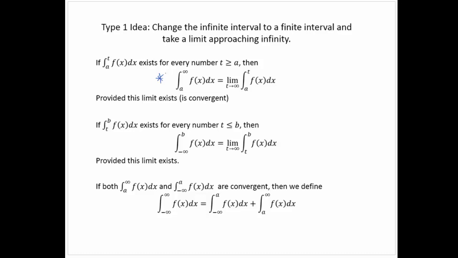And similarly, if we have a negative infinity, we replace that negative infinity with a t and take a limit as t approaches negative infinity. That should read negative infinity there. And if we have an integral from negative infinity to infinity, we can break that up and evaluate those integrals. Now, we have to see if these limits exist. If the limit exists, we say that the integral is convergent. And if that limit does not exist, the integral does not converge. So let's see an example.